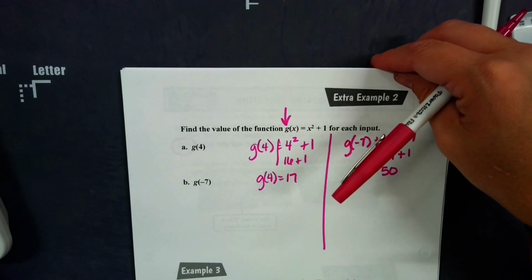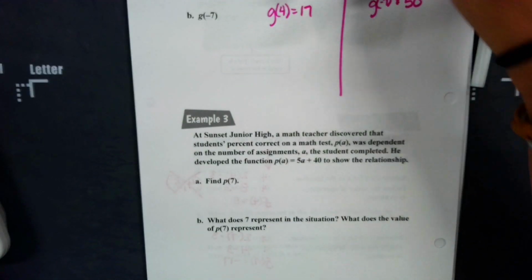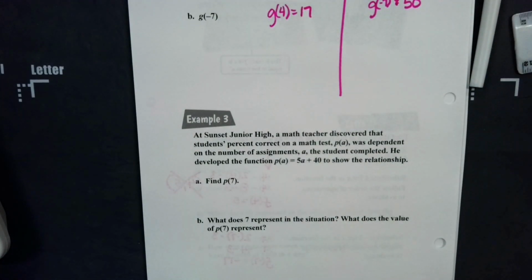Okay, so what we're working up to is we are now going to go into story problems. At Sunset Junior High, a math teacher discovered that students' percent correct on a math test, P of A.